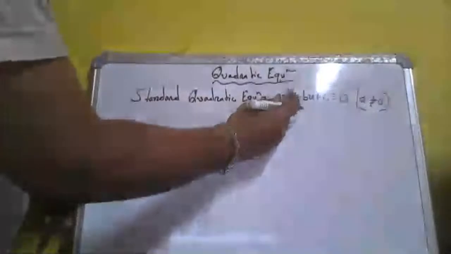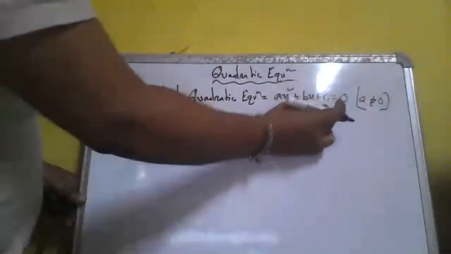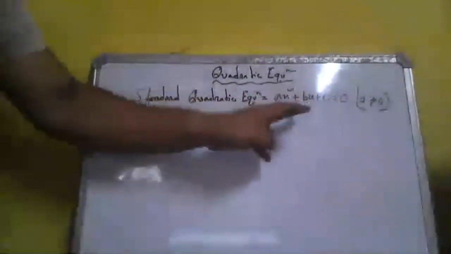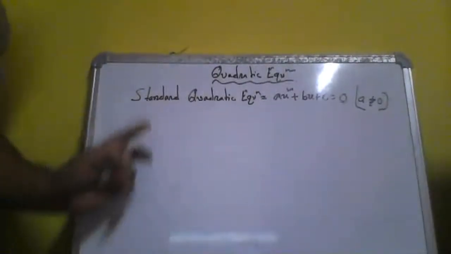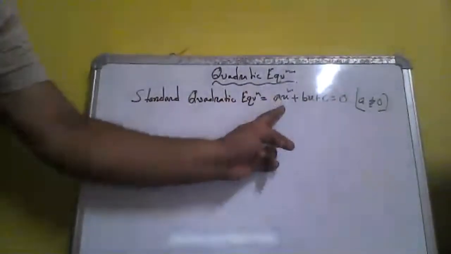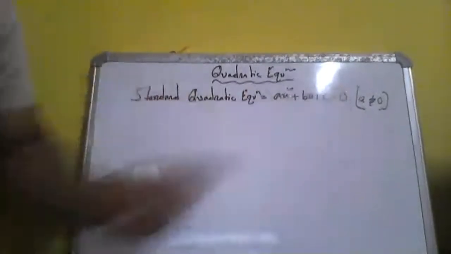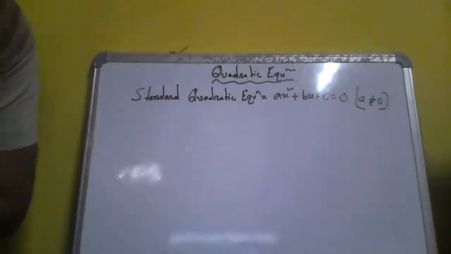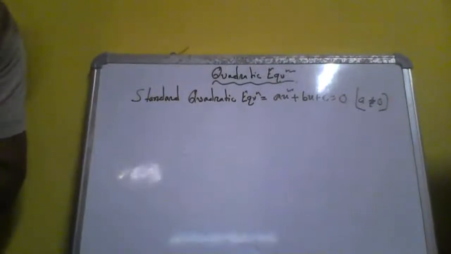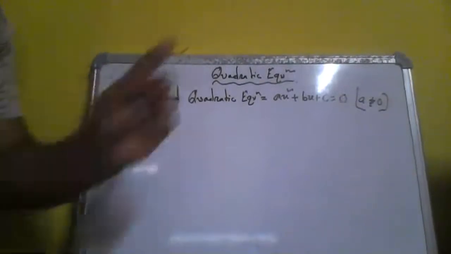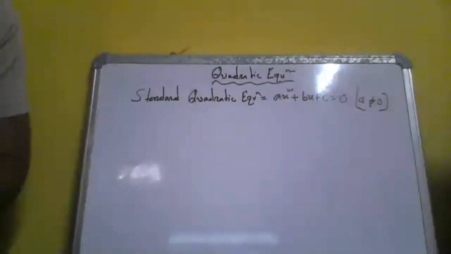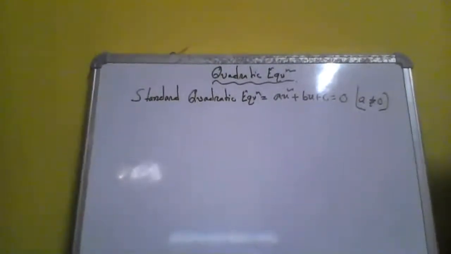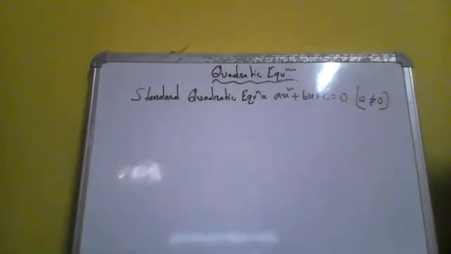If a equal to 0, then what will become? bx plus c. Then this one will not become the quadratic equation. This one becomes a linear equation. The standard quadratic equation is ax square plus bx plus c equal to 0. That one is called the standard quadratic equation. That means the highest degree of the equation must be 2. When the highest degree of the equation is 2, then we can say that one is the quadratic equation.